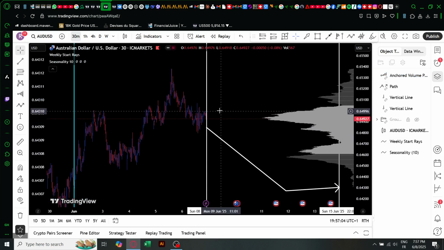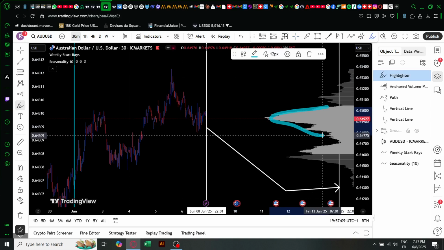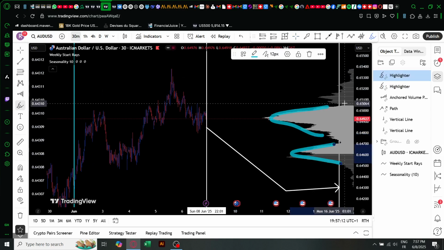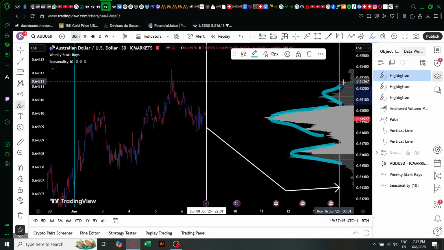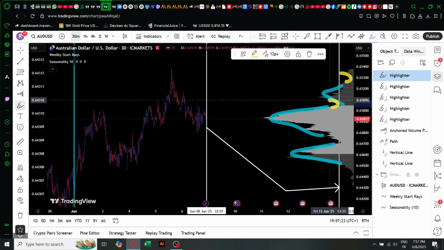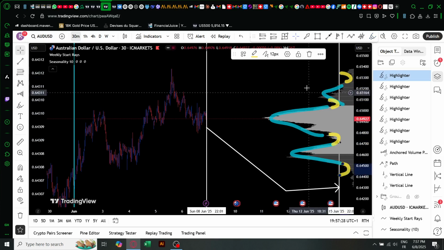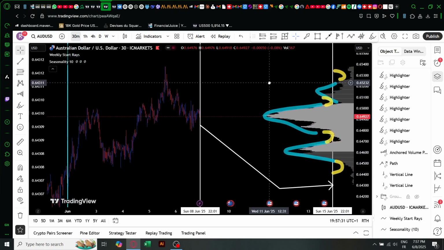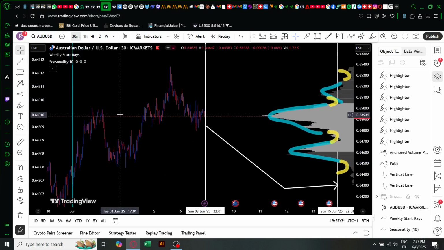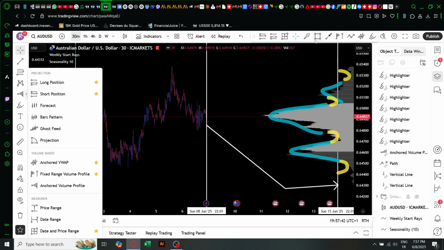So the first thing you need to do is identify huge volume nodes, and then on the edges of those huge volume nodes there would be cuts in volumes like this, or we call it low volume nodes, as you can see over here. And now where to draw the levels exactly is where there were rejection in price action.